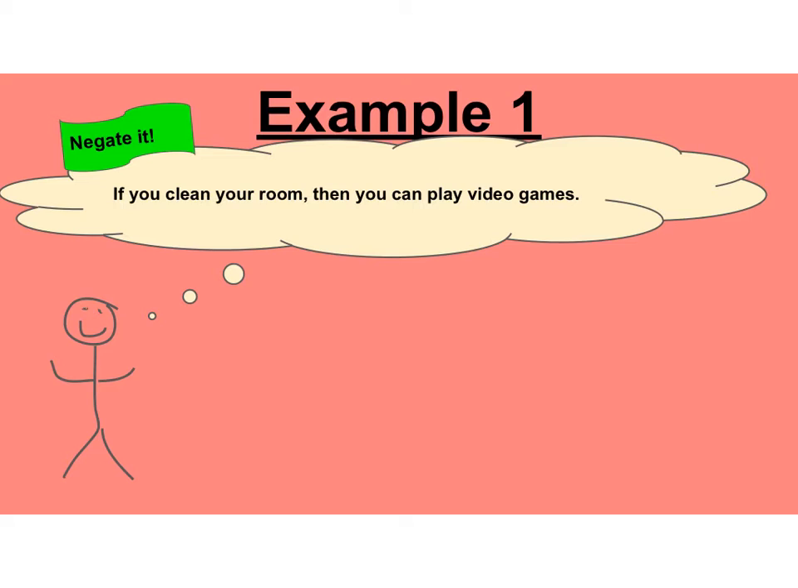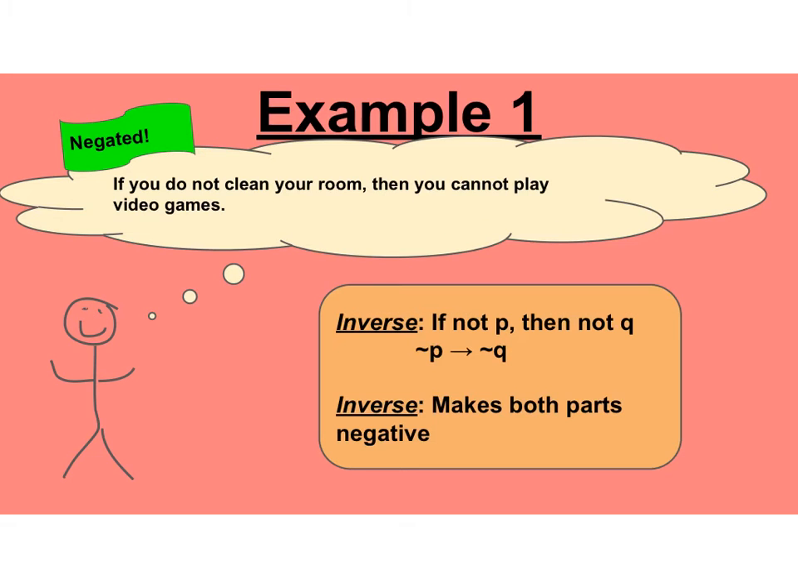And we could negate it. So I went back to the beginning. If you clean your room, then you play video games. Negate it means to add the word not. So we're thinking if you didn't clean your room, then you can't play video games. When we negate it, that's called the inverse. The inverse uses this little squiggly. So squiggly means not. If not P, then not Q. If you did not clean your room, then you cannot play video games. So inverse is going to be making both parts negative.